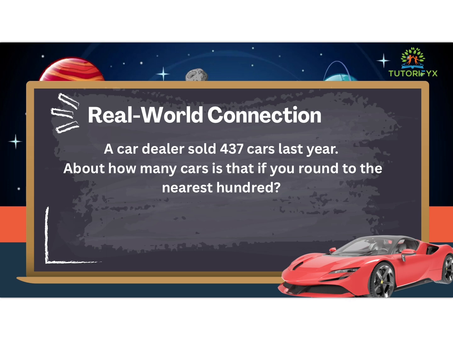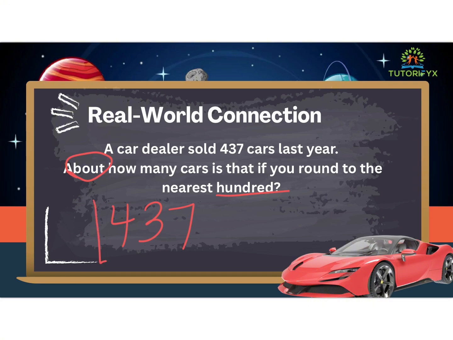A car dealer sold 437 cars last year. About how many cars is that if you round to the nearest 100? Well, let me tell you something. There's a word in here that tells me exactly what I need to do, and it tells me that I need to round. Do you know what word in there tells me to round? Definitely the word about. About means to round. It doesn't mean to give me the exact answer. It means to round. So if I have the number 437, and it says round to the nearest what? The nearest hundreds. Always make sure you pay attention to the place it tells you to round to.